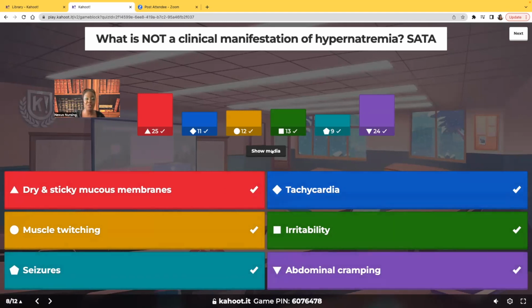I'm so sorry. I know I'm messing up who wins, but all of these are signs and symptoms of hypernatremia. I promise, guys, I'm going to double check next time I make a Kahoot for you. Please forgive me. I'm sorry.